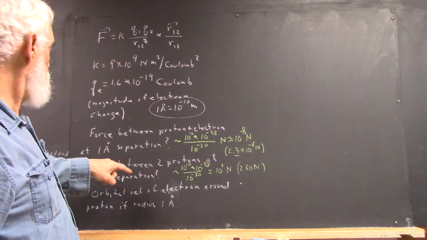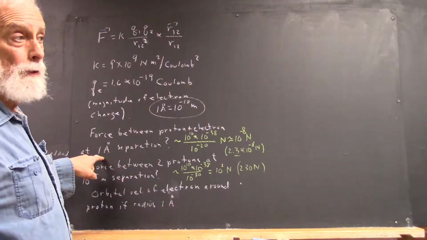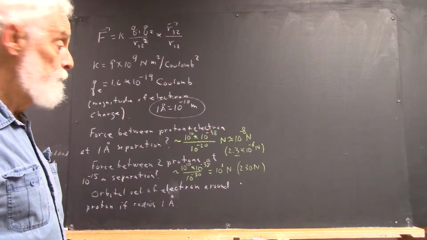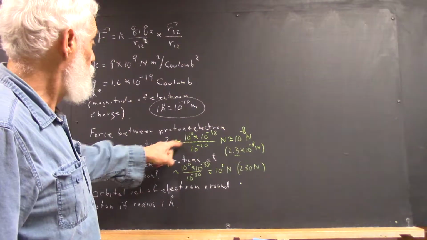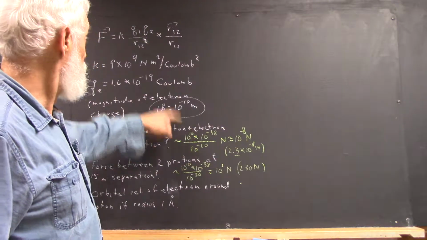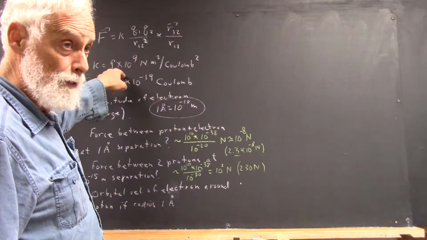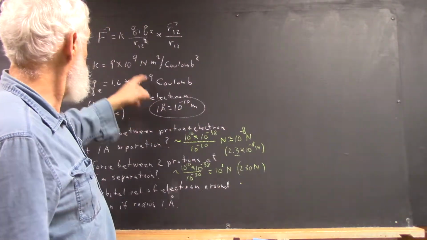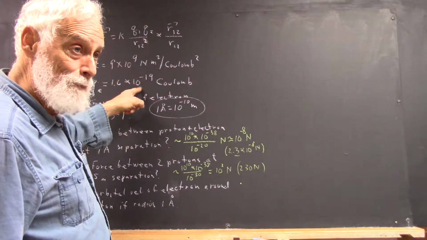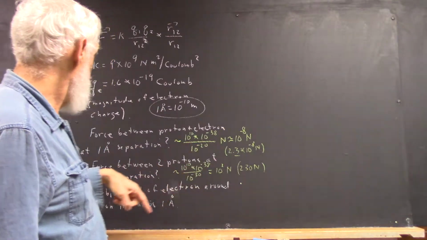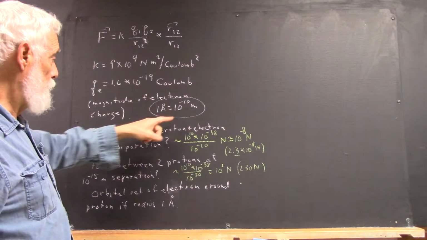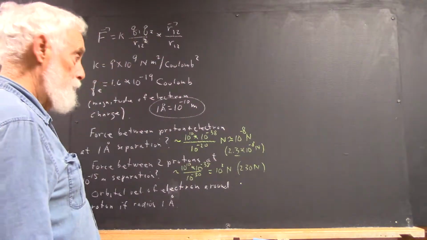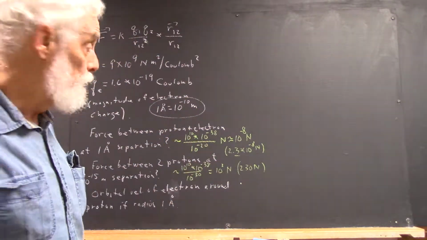So force between a proton and an electron within a typical atom. Order of magnitude, 1 angstrom separation, okay? And we plug in here, order of magnitude comes out about 10 to the 10th because 9 times 10 to the 9th is about 10 to the 10th. 10 to the negative 38th is what you get when you square a 10 to the negative 19th. And you divide that by 10 to the negative 20th, which is what you get when you square 10 to the negative 10th meters. The units come out as much as they do in the law of universal gravitation.